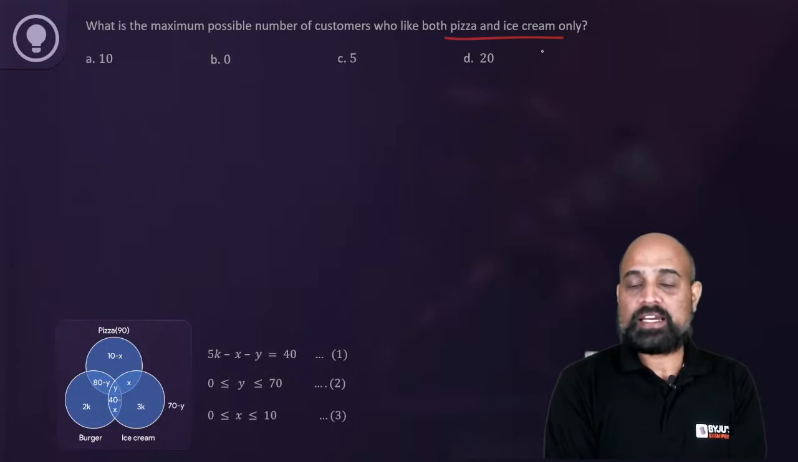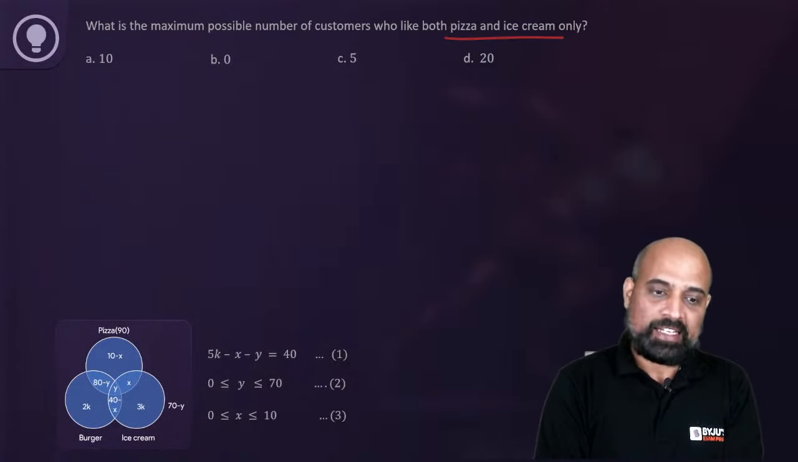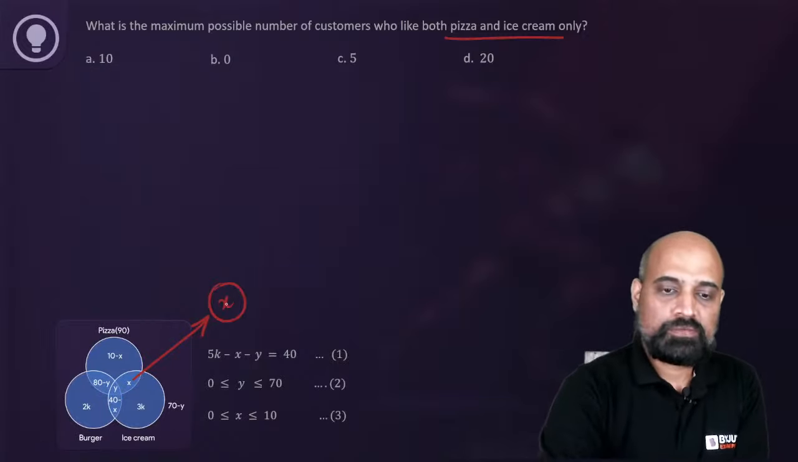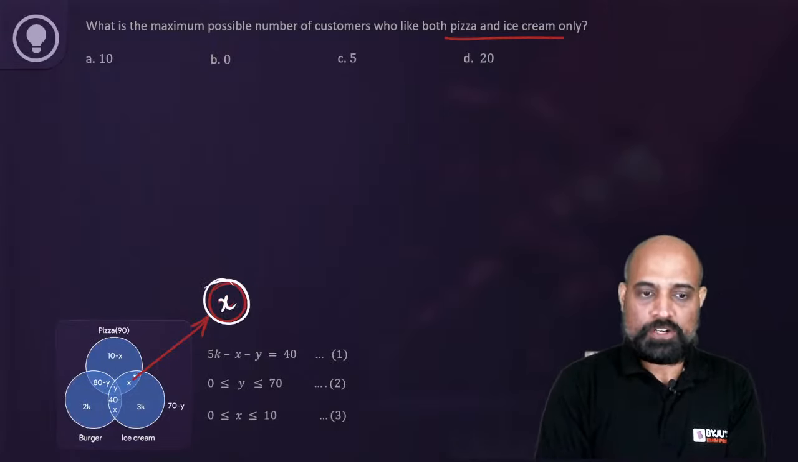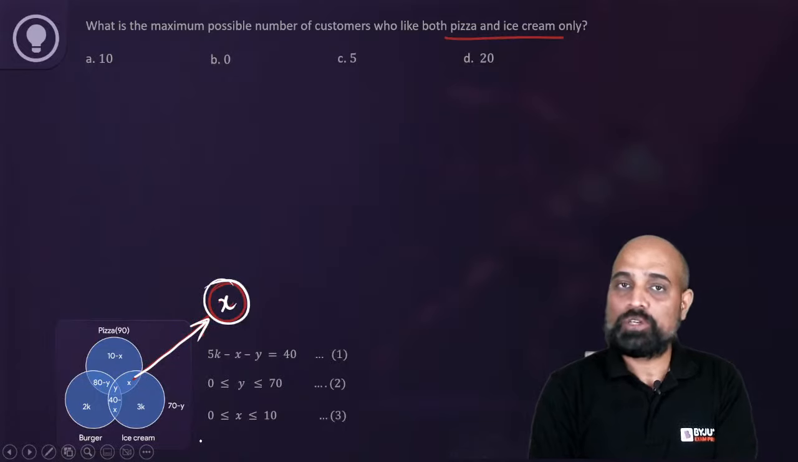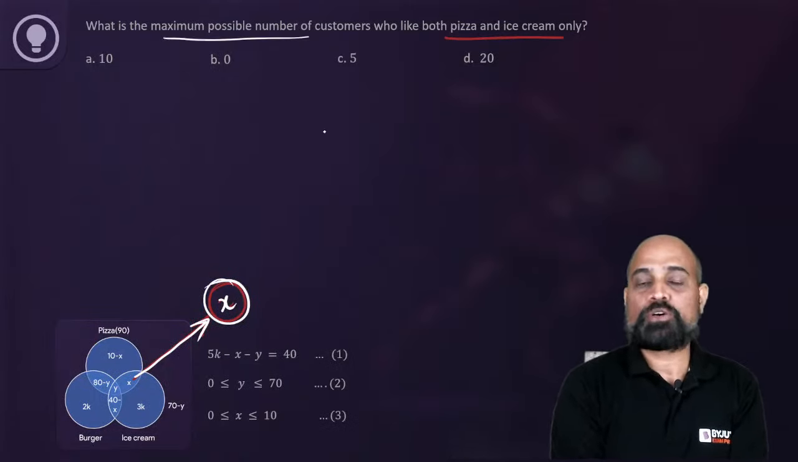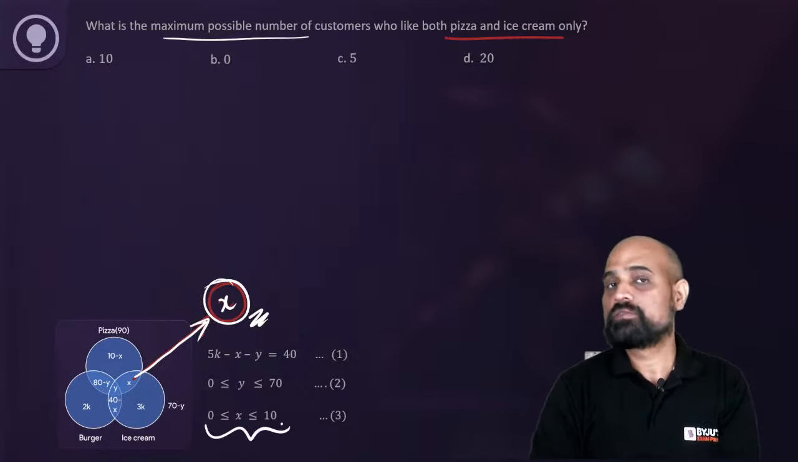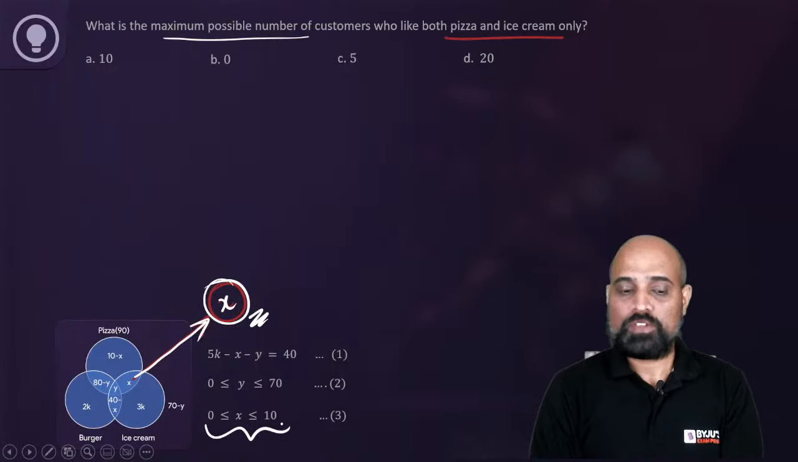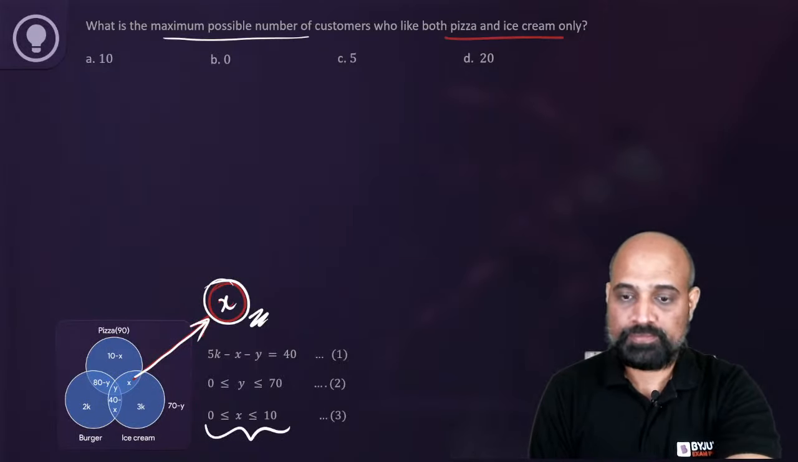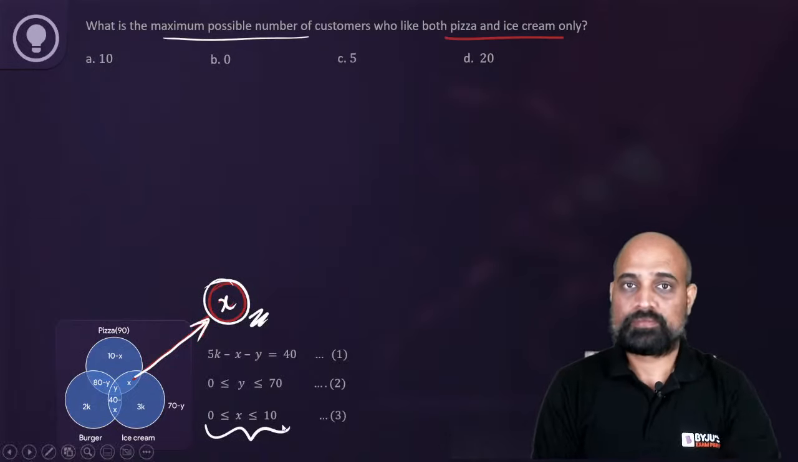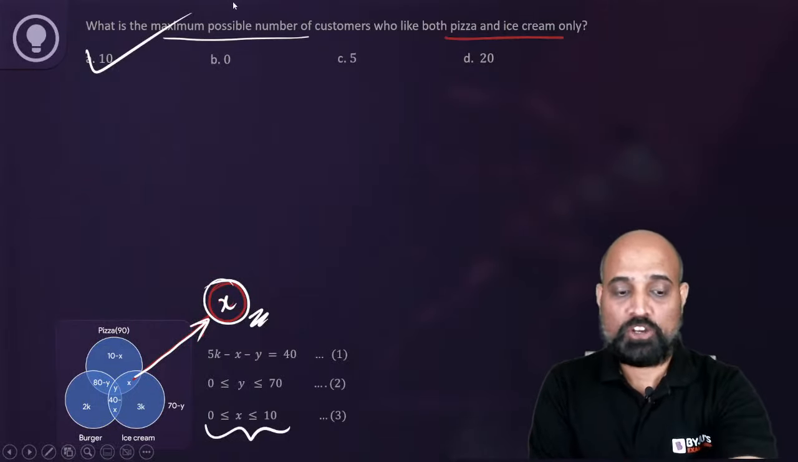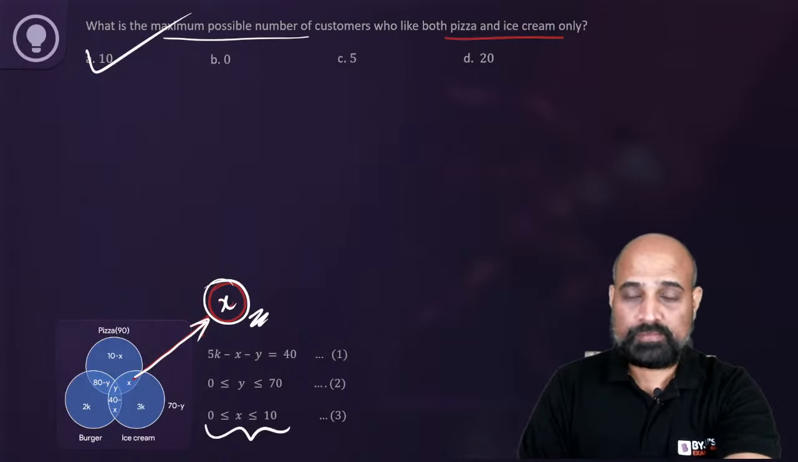So who like both pizza and ice cream only? Pizza and ice cream only. Can we say we are talking about x? This part is called pizza and ice cream only. So the question is, what is the maximum possible number of people who can like this? That is, what can be the largest value of x from here? What could be the largest value of x from here? 10. I hope there is no doubt in this. Right?